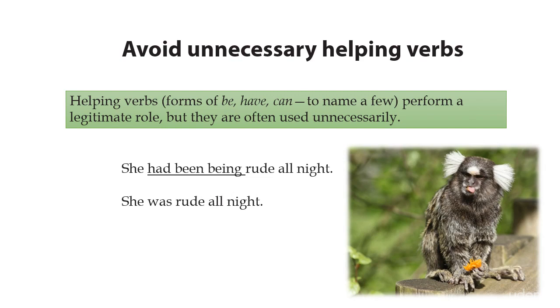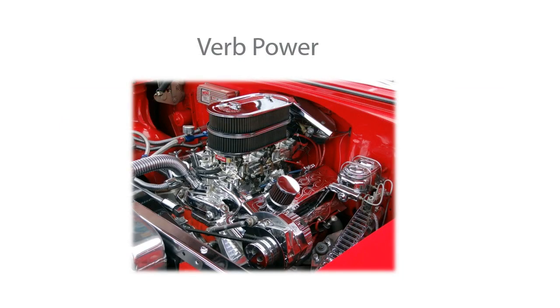She had been being rude all night. Can change to she was rude all night. I realize that that second construction there uses a to be verb, and we could maybe strengthen that even more by choosing a different verb, but at least it's an improvement over that first example. So we're not really talking about errors here. Even the poor examples, they were not necessarily incorrect. They were just less effective. They weren't as strong as they could have been.